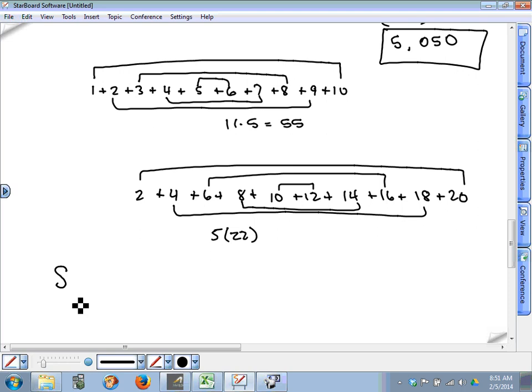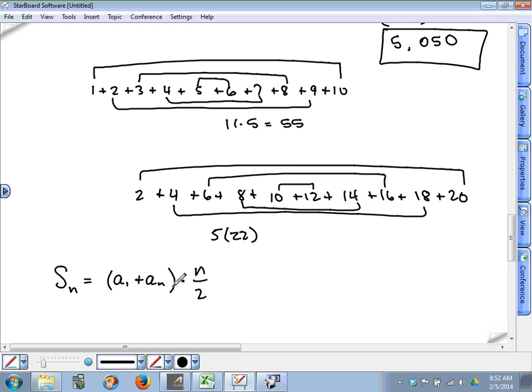Here's the formula. S sub n means the sum of however many terms we're adding up. Now, we always added the first and the last term together, right? A sub 1 is the first term. A sub n would be the last of however many terms we're adding. But then we multiplied that by what? The number of terms, which is n, divided by 2. The sum of an arithmetic sequence, or the partial sum, I should say, is the first term plus the last term multiplied by however many terms you're adding up divided by 2.